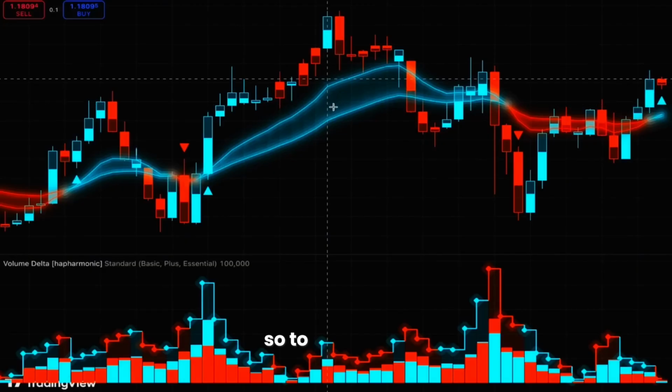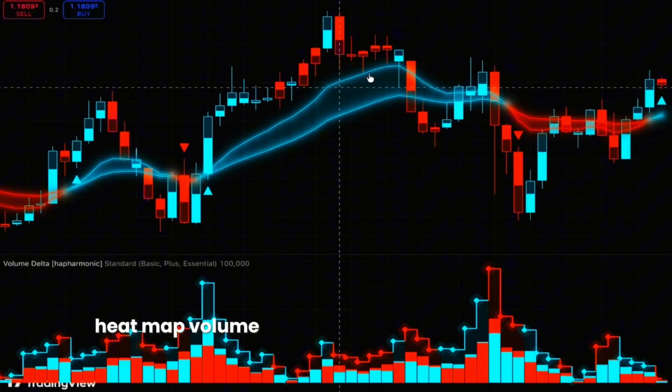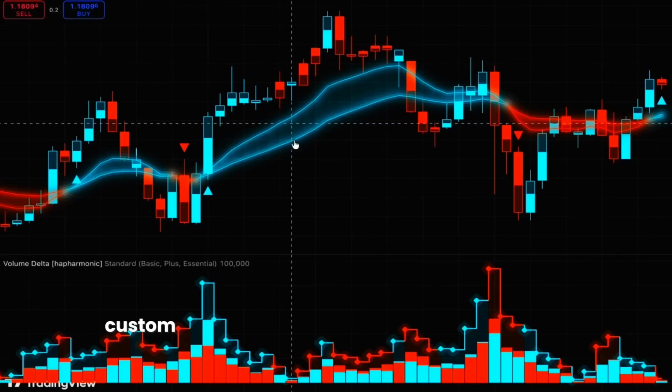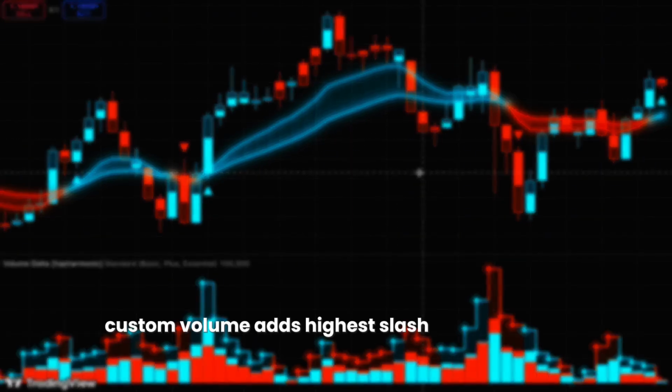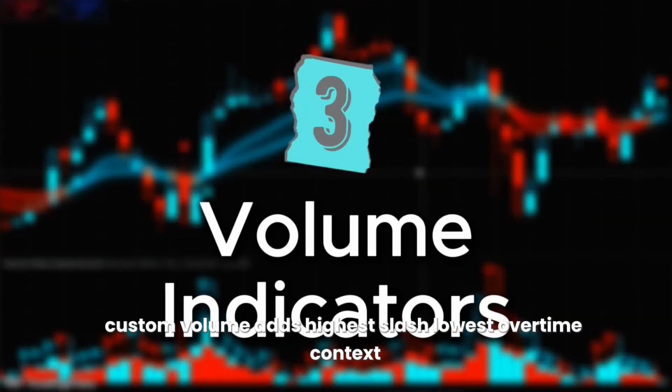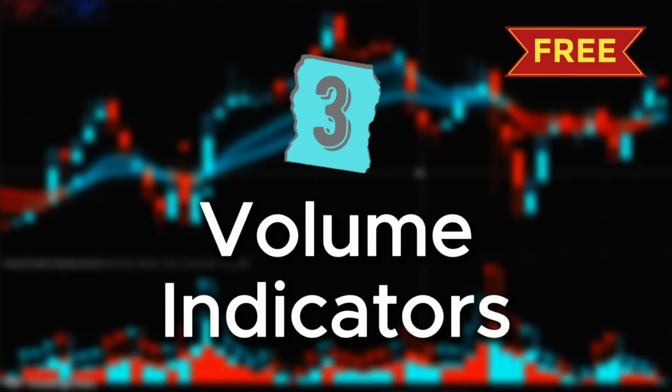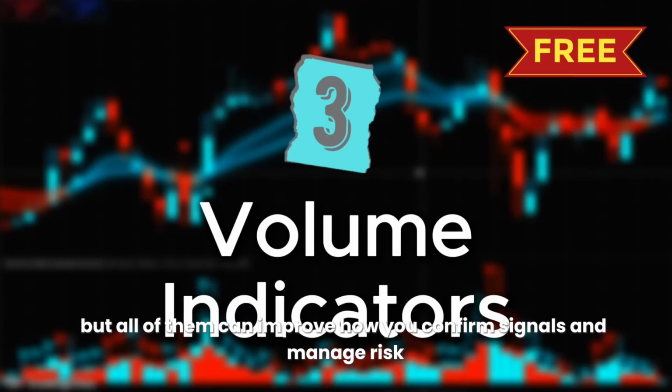So to wrap this up, heat map volume helps you spot statistically unusual participation. Custom volume adds highest/lowest over time context, and volume delta separates buying from selling pressure. None of these replaces a strategy, but all of them can improve how you confirm signals and manage risk.